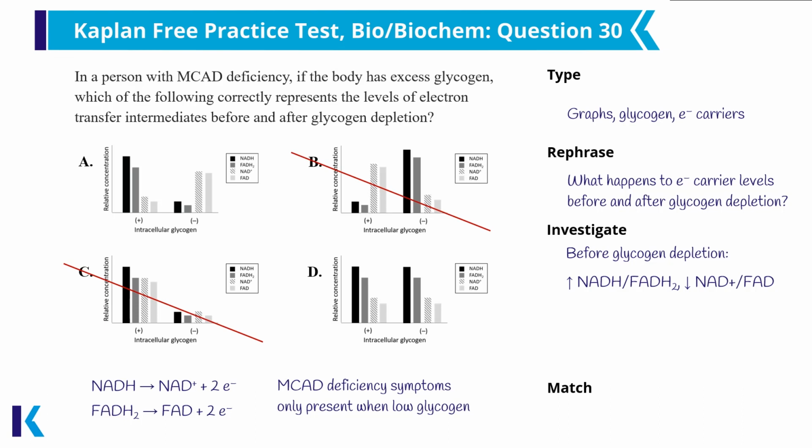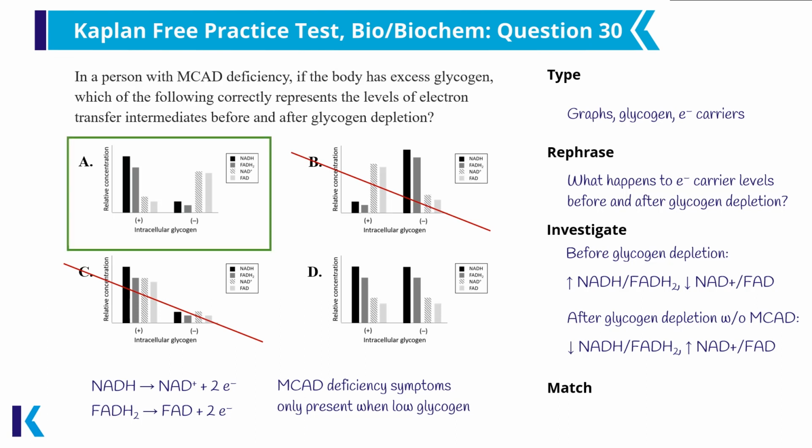Between the remaining two answers, the difference lies in after glycogen depletion, so really where MCAT deficiency comes into play. I know that if I'm out of glucose, then I have to break down fats to get my energy. If I don't have MCAT around, I can't fully break down the fats, and since I know that the products of fat breakdown include NADH and FADH2, without MCAT present, I should see low levels of NADH and FADH2 and relatively high levels of NAD plus and FAD. That matches to answer choice A.